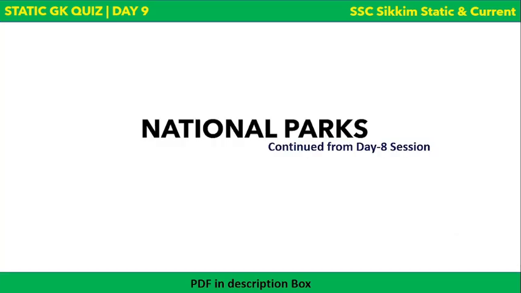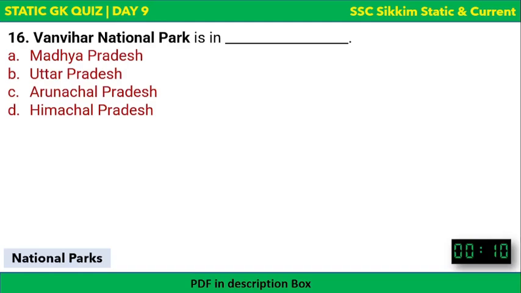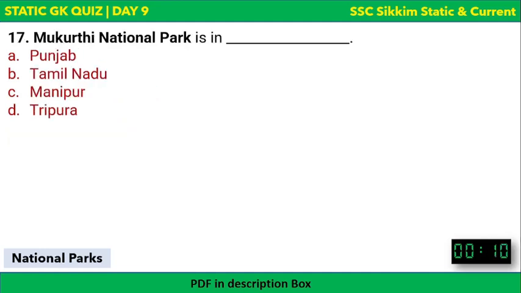Let's go to the next section, which is national parks, which is the continuation of the day 8 session. Okay, national parks. One Vihar National Park is in which place, which state? The options are there. One Vihar National Park, Madhya Pradesh, Uttar Pradesh, Arunachal Pradesh, or Himachal Pradesh. One Vihar is in Madhya Pradesh. Okay, One Vihar National Park is in Madhya Pradesh.